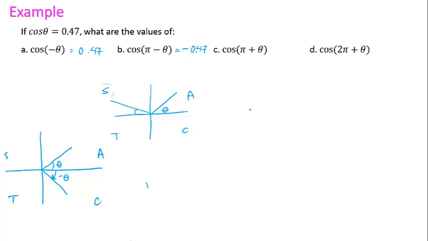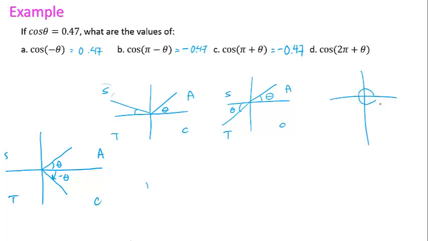The third one here, we've got cos(π + θ). There's my theta. π plus θ is going to end up in the third quadrant. There's my CAST rule. I know that in the third quadrant only tan is positive, so cosine has to be negative. And for cos(2π + θ), 2π plus θ is exactly the same angle as θ, so it's going to be the same value, which is positive 0.47.